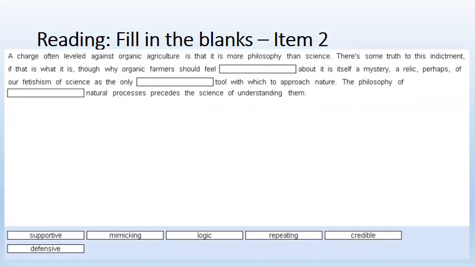Alright, moving to the next question. This is another, second item for fill in the blanks. Same, you have to read this paragraph and choose the right answer from the bottom of the screen.